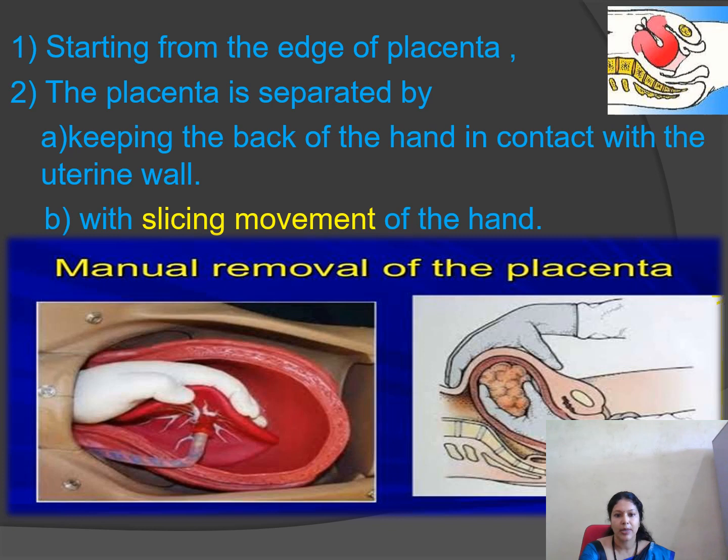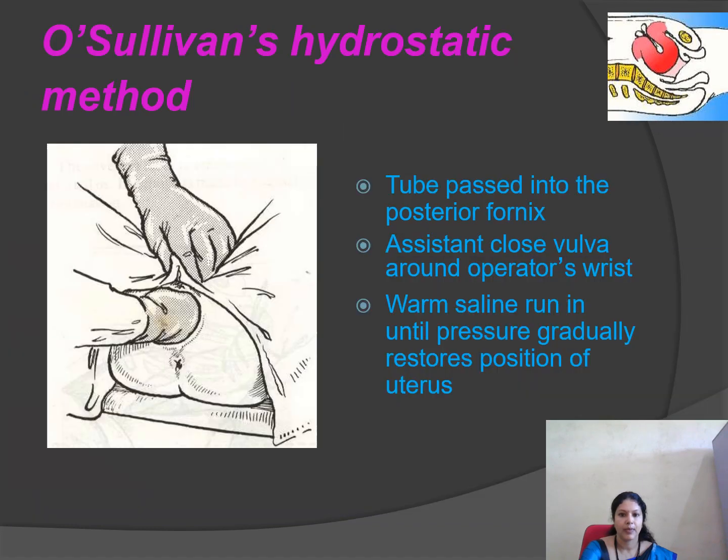Slowly you can separate the placenta, and once it has fully separated, you can go for the placenta delivery. And the O'Sullivan's hydrostatic method is, we are supposed to insert a tube into the posterior fornices of the vagina, and through that tube you can fill the uterus with water, with sterile saline solution you can use for that.